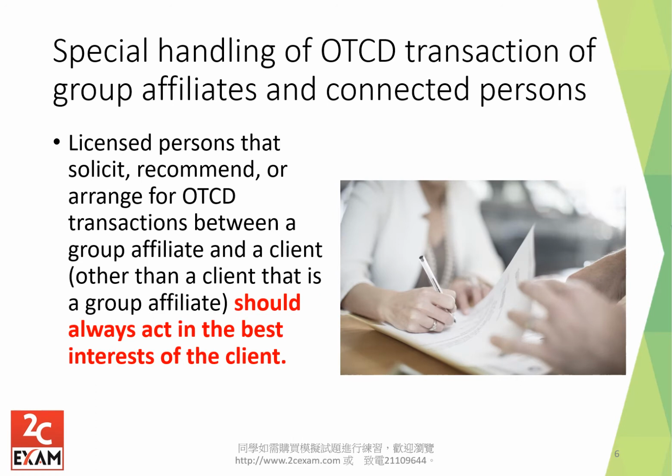So there are also special handling requirements of OTCD transactions of group affiliates and connected persons. Licensed persons that solicit, recommend, or arrange for an OTCD transaction between a group affiliate and a client should always act in the best interest of the client that is not the group affiliate. Okay, give priority to the client. If there's a trade between a group affiliate and a client, always give priority to the client.